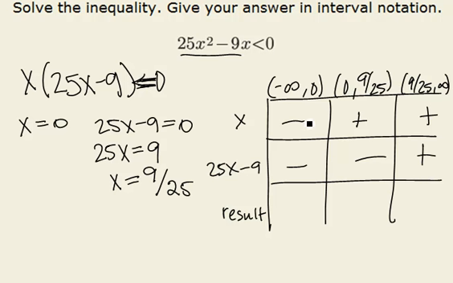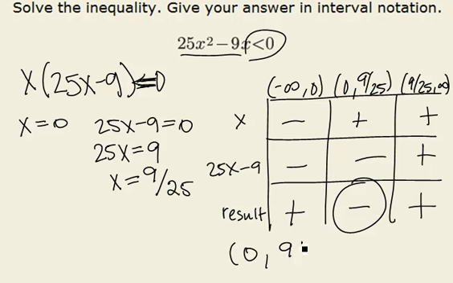And if we plug in a number bigger than 9/25, we'll get a positive. So when we multiply these down, negative times negative is positive, positive times negative is negative, and positive times positive is positive. So this is the only place that we get a number that's less than 0, which is what we were looking for since we wanted it to be less than 0. So our answer in interval notation will be from 0 to 9/25.